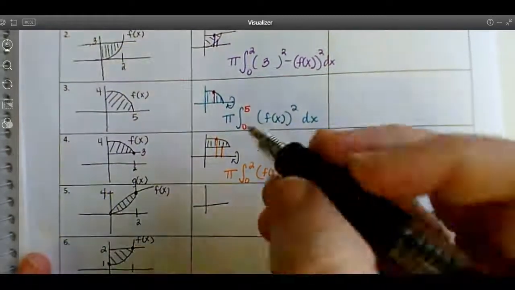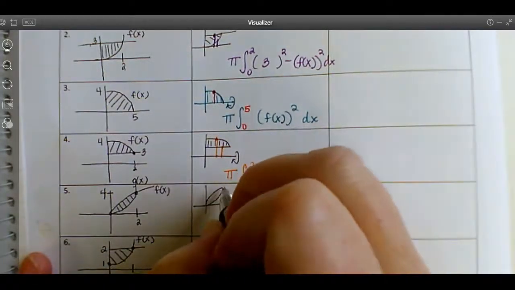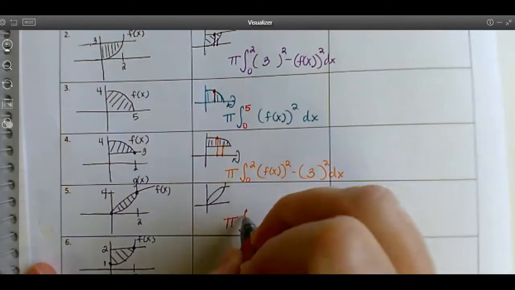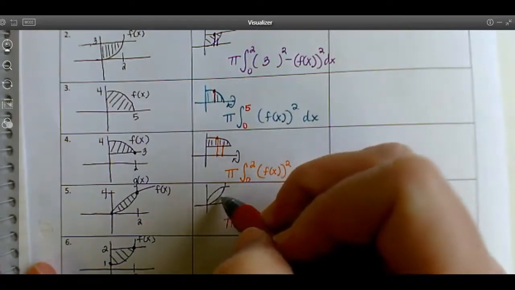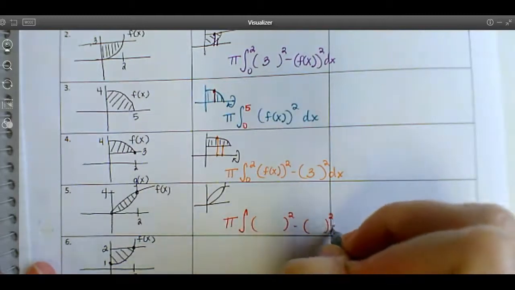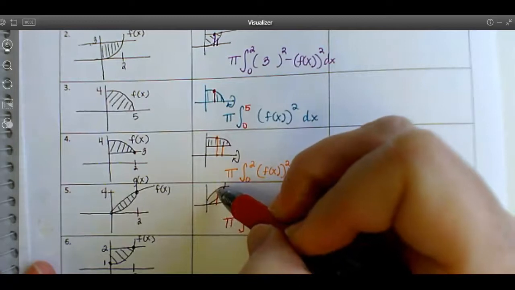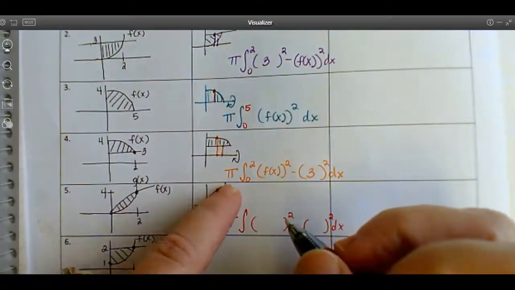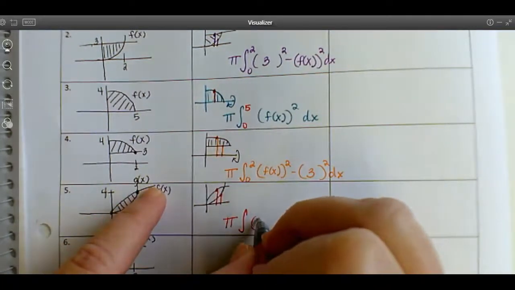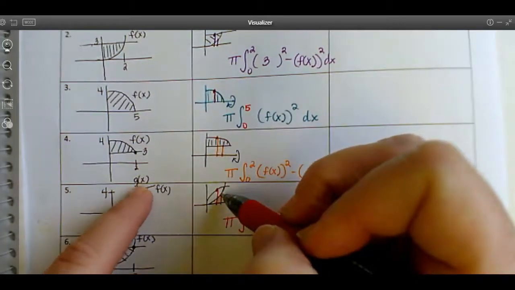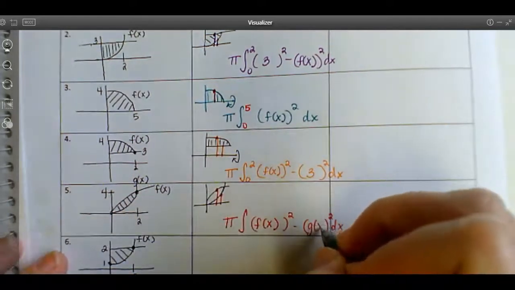Alright, look at number 5. So pi integral. It does look like there's a hole because there's this part right here that's not touching the x-axis. So something squared minus something squared. So from where you're rotating to the outside, and from where you're rotating to the inside. And so that would be that function, which is f of x, so f of x minus 0, and then the inside function, which would be g of x, so g of x.